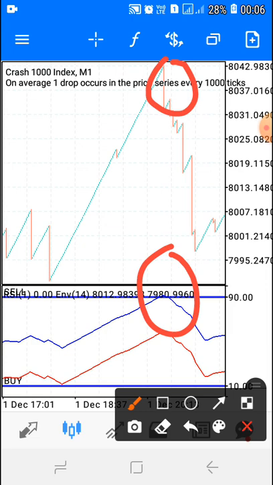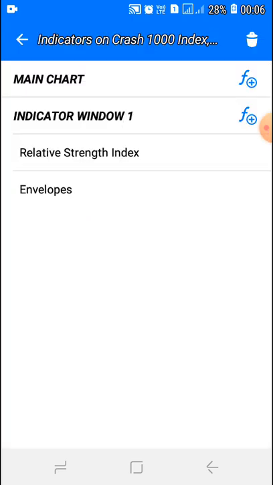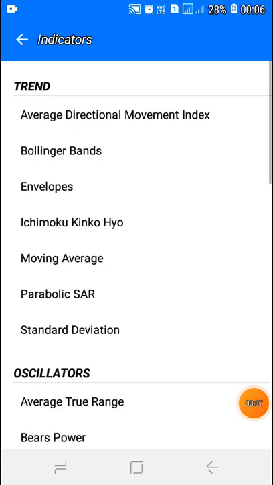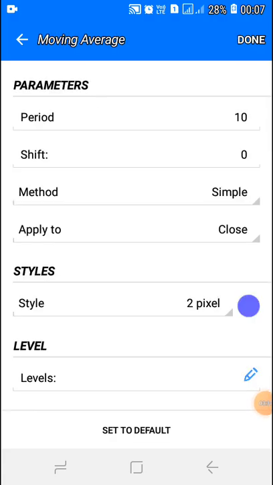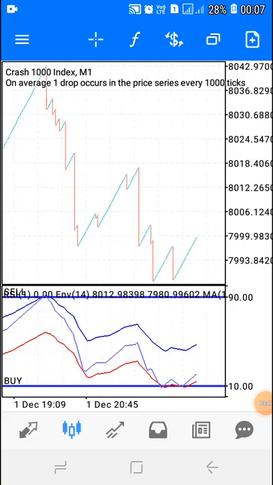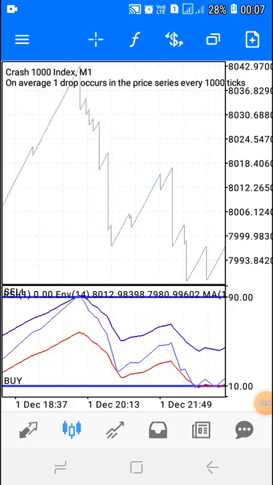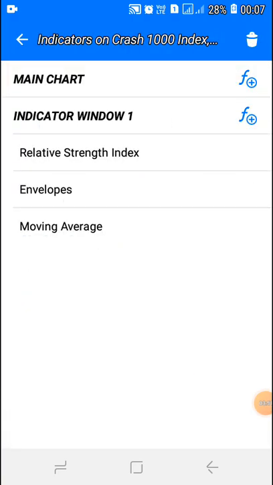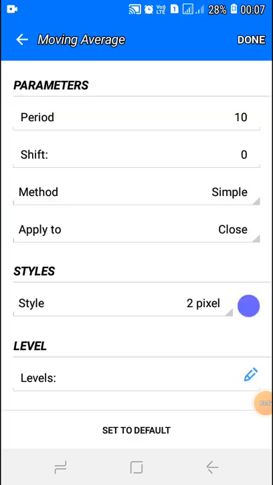But the next indicator that we're going to add to our strategy is our moving average. Like I told you guys, we're going to use three indicators. Now make sure that your parameters are like this. The period should be 10, shift 0, method simple, apply to close, style 2 pixel purple. And the reason why I have my moving average is because it is an extra confirmation. I'll just change the style to 4 pixel.